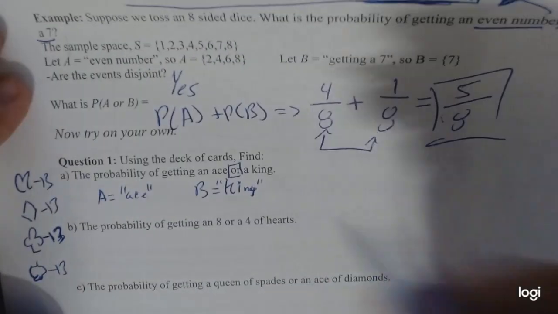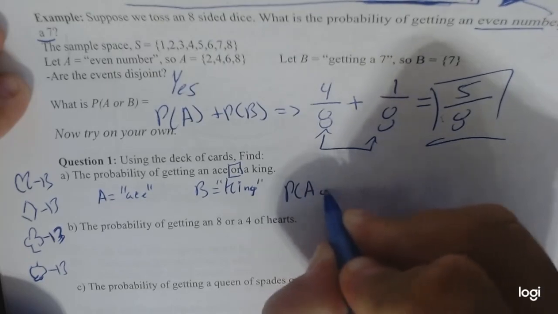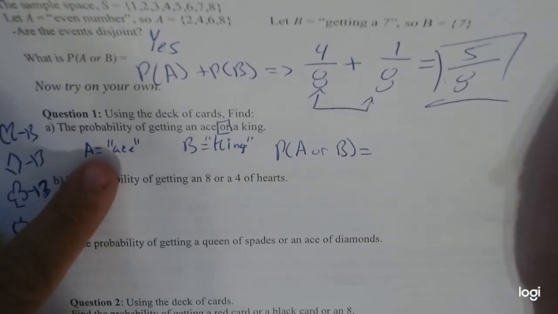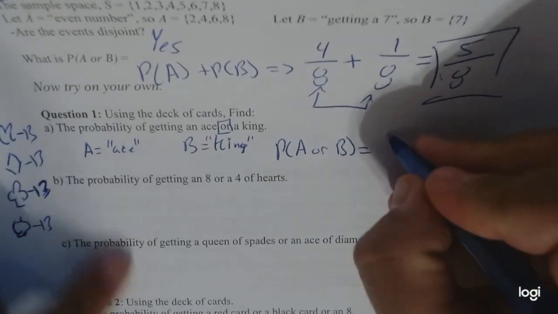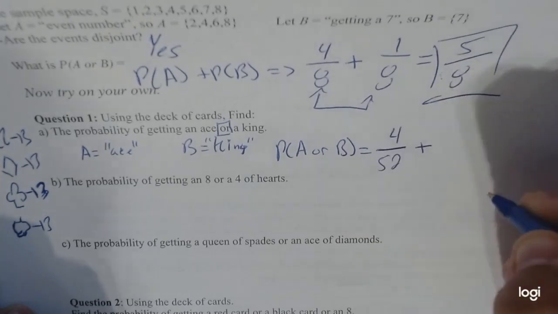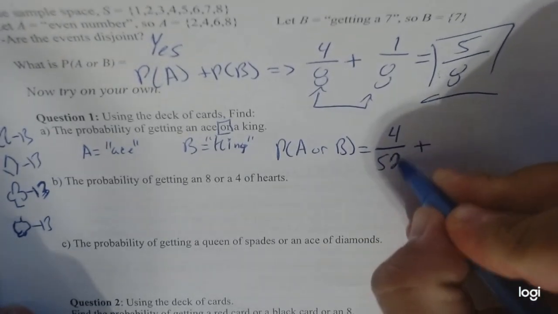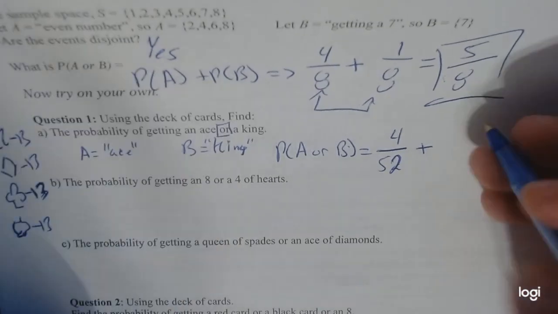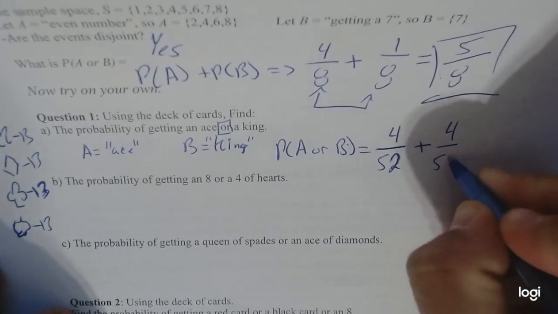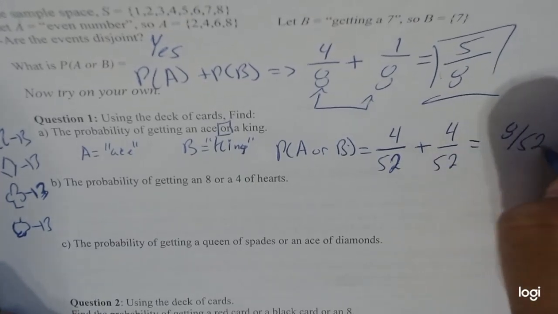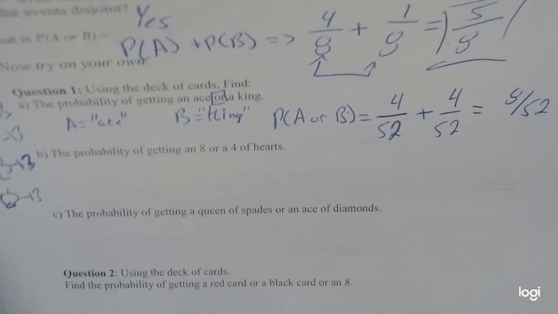So the probability of A or B is equal to the probability of getting an ace. Well, how many aces are in the deck? 4, out of a total of 52 cards in the deck, not including jokers. Plus, what's the probability of B, getting a king? Well, there's 4 of them, again out of 52. So we add them, so our answer is 8 over 52 for the probability of an ace or a king.